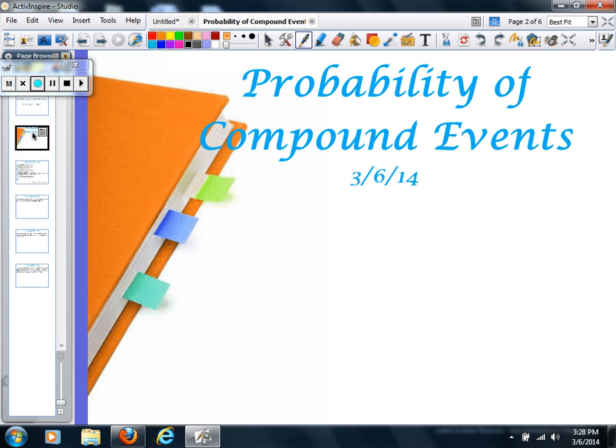Okay, so we dealt with probability on a basic level. Now we're going to get into probability of compound events. And I apologize if I go a little fast. I am in a rush to get out of here so I can get to golf practice.